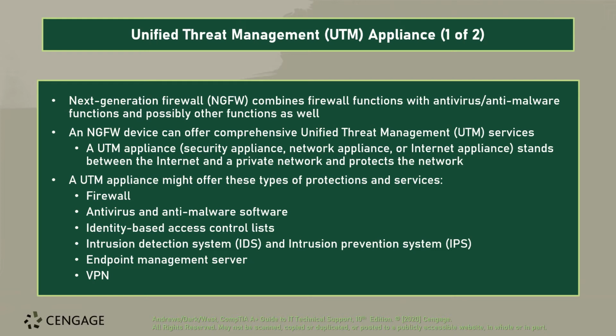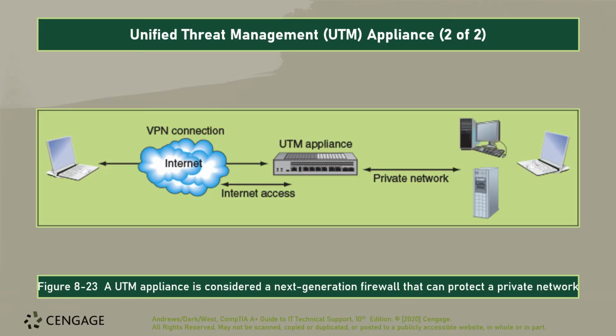Now, a UTM can include a couple of different types of services: firewall, AV, and malware, as I said, identity-based ACLs, or access control lists, intrusion detection and prevention systems, endpoint management servers, and even a VPN to allow you to remotely access secure resources. So here we can see a UTM appliance connecting a remote item, a laptop in this case, to a private network as if it were physically present.